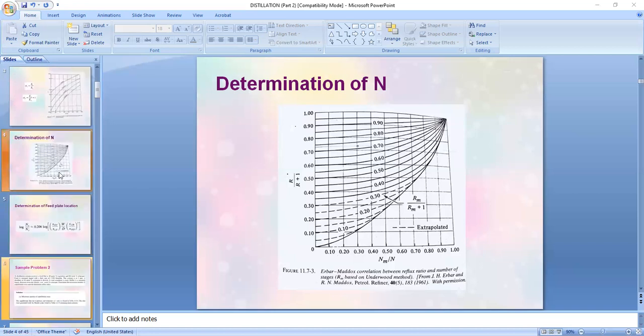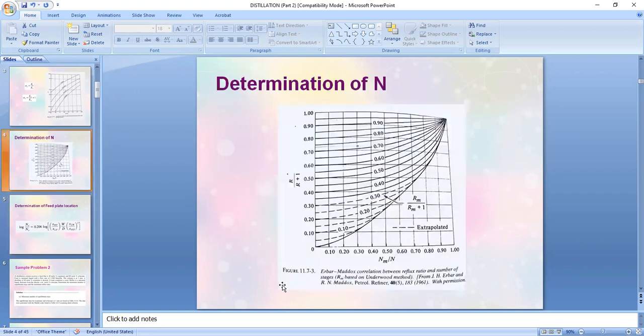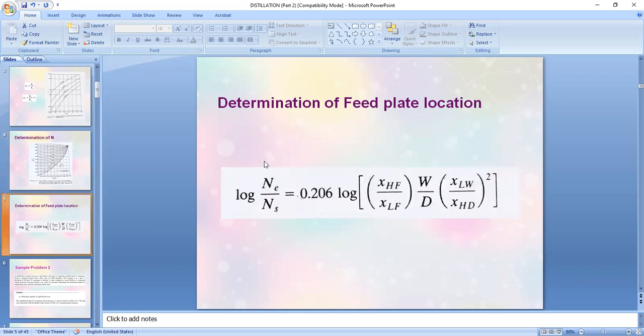Now we will continue here on the determination of the feed plate location. You can only answer this using this equation by Kirkbride if you know already the theoretical number of stages. So you are to determine first the N here from this figure together with the minimum number of stages. That way you can use this particular equation.